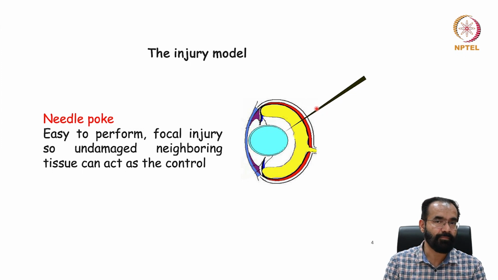That means the entire eye of the animal is not affected. It won't go blind completely. The neighboring region, the undamaged retinal part, will act as a control region. So it will be a better control than the other eye or another fish's eye.